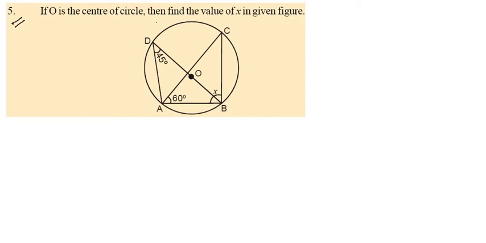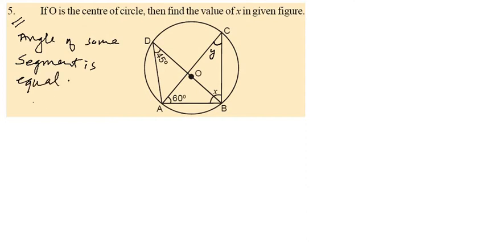O is the center of the circle, then find the value of x. In this question, you can find the value of x. First of all, angles in the same segment. Let that angle be y. Angles in the same segment are always equal. So y is equal to 45 degrees. So these angles are angles in the same segment.